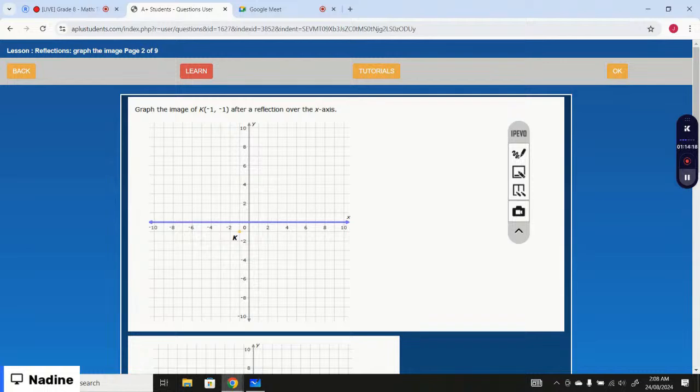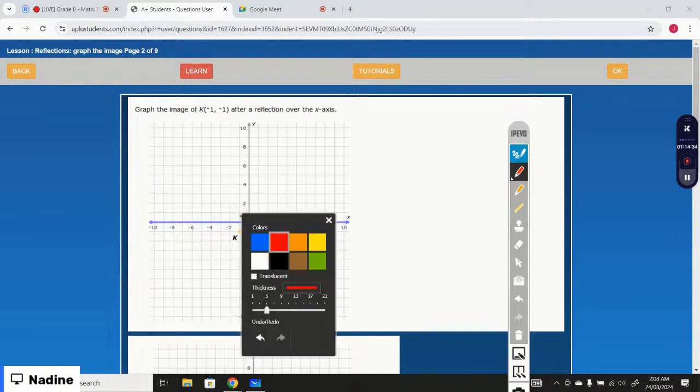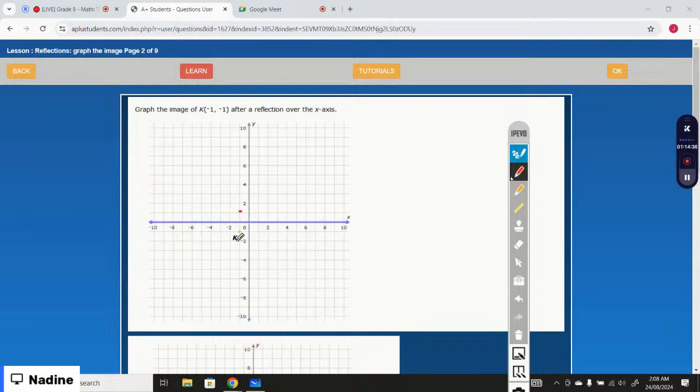Okay, graph the image of K (negative 1, negative 1) after reflection over the x-axis. So here is the point. You need to find the reflection of this point over the x-axis. The highlighted axis is the x-axis, right? The reflected point is exactly the same distance from the x-axis. It is 1 unit down from the x-axis, so when it is reflected, it is 1 unit up from the x-axis, right?